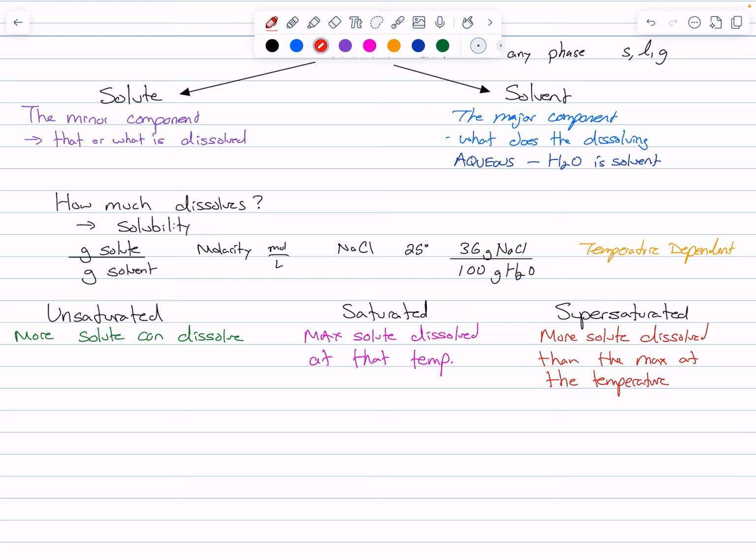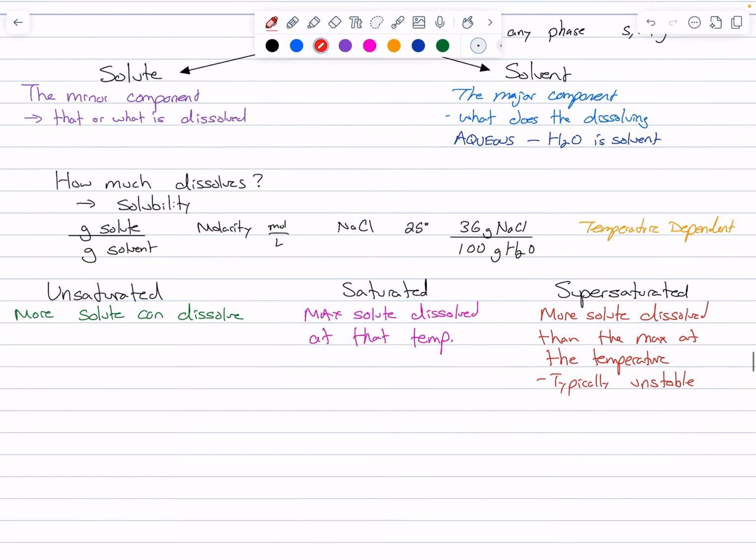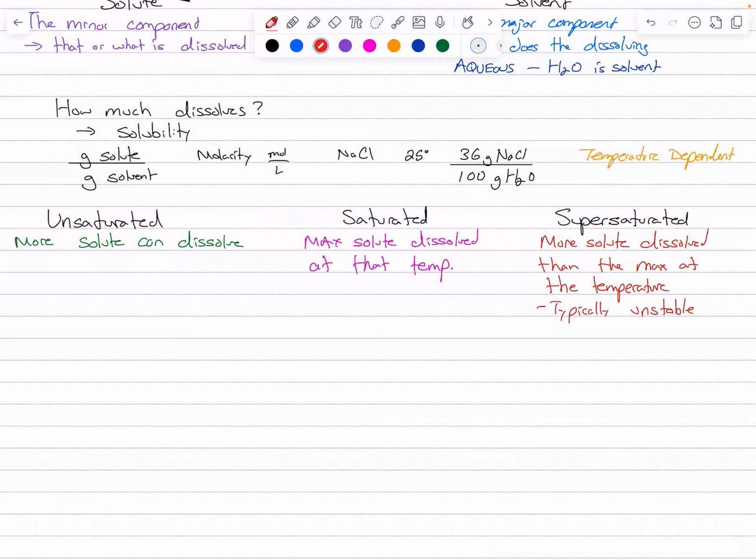All right? These are typically unstable. Right? Typically they're not stable, all right? And if you disrupt the solution, a lot of times solvent will come out of the solution, or solute will come out of the solution. All right? So, and we've all made solutions at home. So this is not new, we're just defining it.